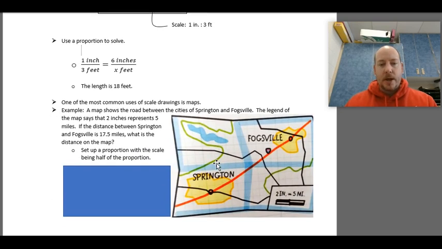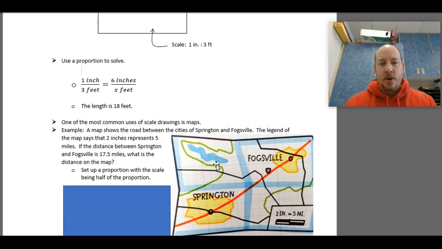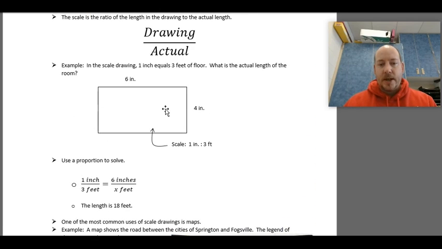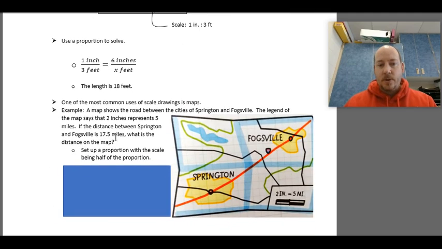Again, one of the most common uses of scale drawings is in maps. So I have just a pretend map there of Fogsville and Springton. It says a map shows the road between the cities of Springton and Fogsville. The legend of the map says that 2 inches represent 5 miles. If the distance between Springton and Fogsville is 17.5 miles, what is the distance on the map? So it's kind of different. The first one, we were given the drawing size, trying to figure out the actual. Here we're given the actual, we're trying to figure out the drawing size, okay?